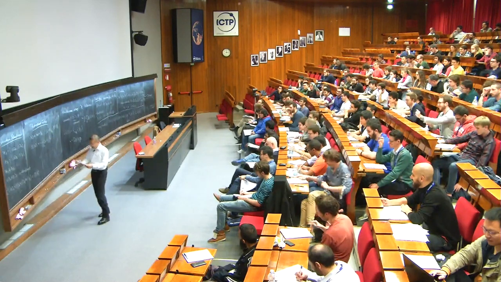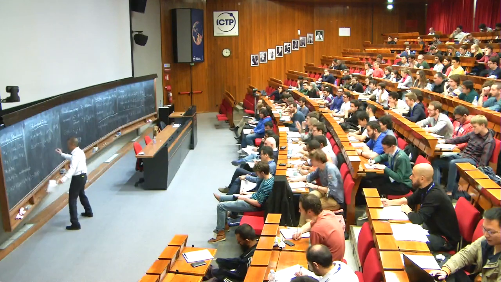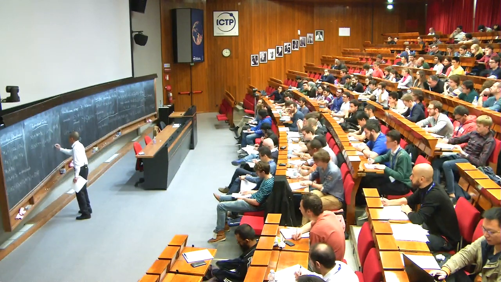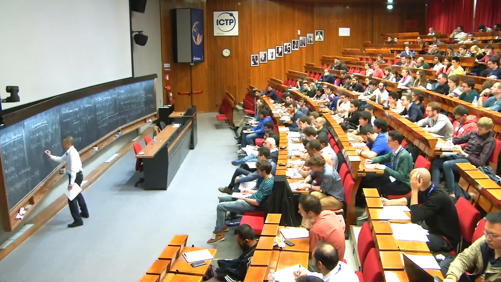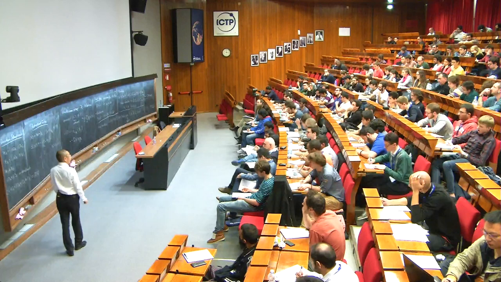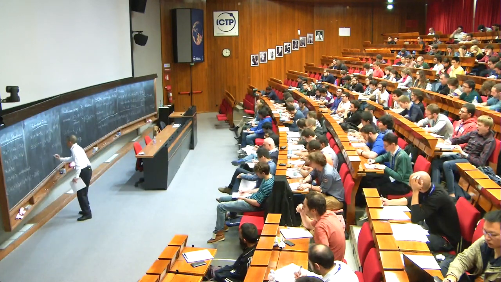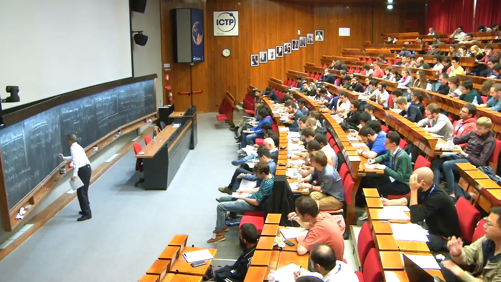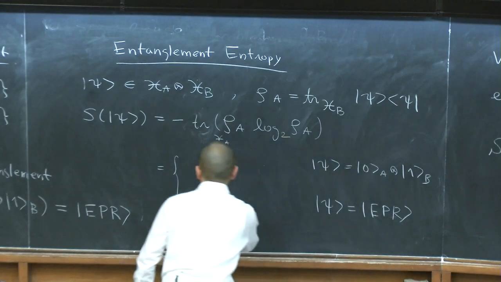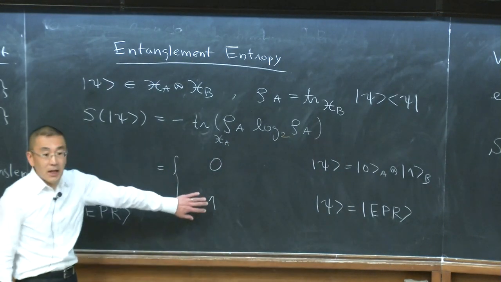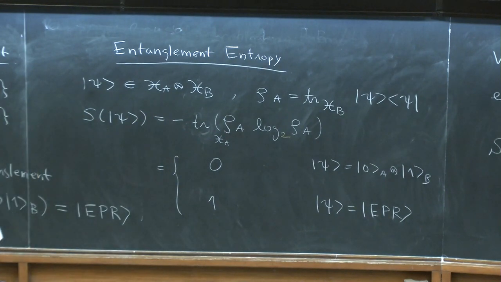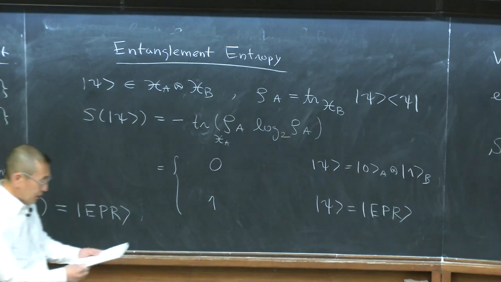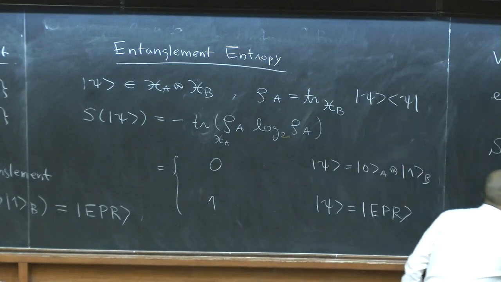Anyway, suppose I evaluate this for this pure state, which is just a tensor product. Then you can check that this quantity is zero. Whereas if this is the EPR state, then this is one. And in fact, this is the maximum amount that you can have for this particular entanglement entropy. So in that sense, the EPR pair is maximally entangled.